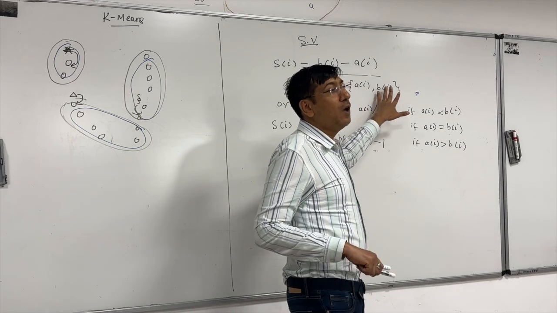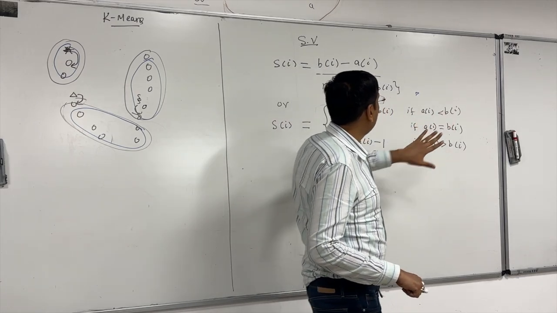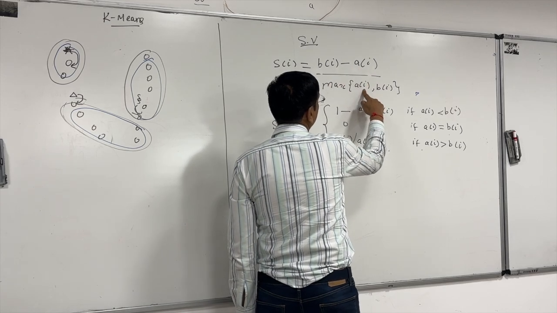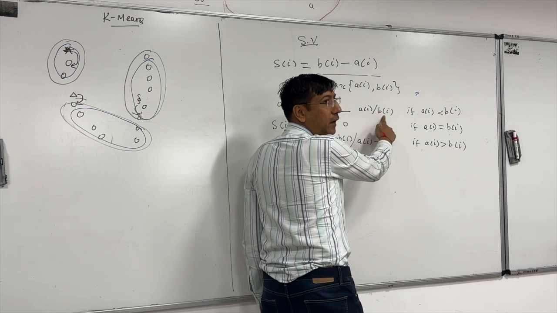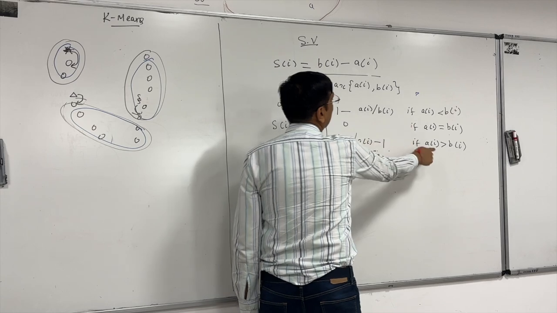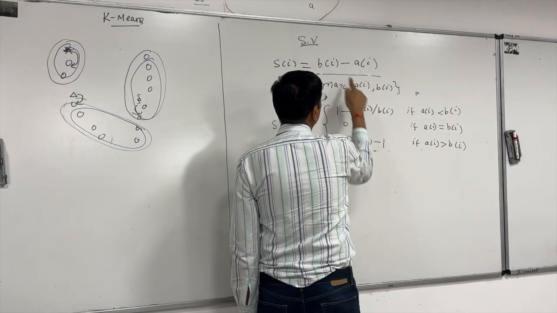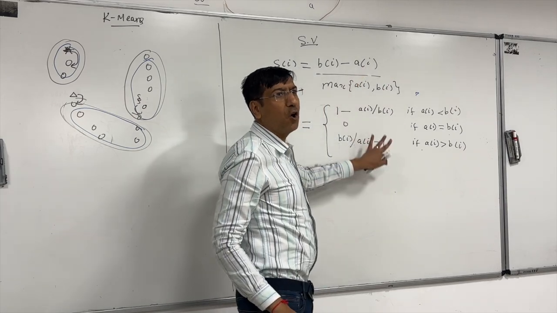Now look at it, how you can write it this way. If Ai was less than Bi, this will be positive and we will be dividing by Bi, so this will become 1 minus Ai over Bi, correct? If they are equal, of course it will be 0, but if Ai is greater, then it will be Bi over Ai minus 1. You can write it this way, it's just synonymous.